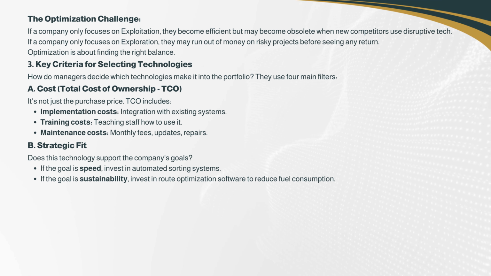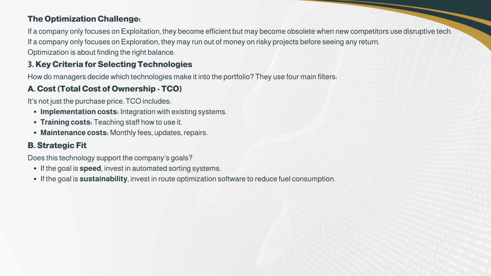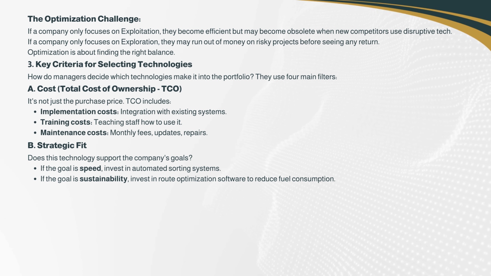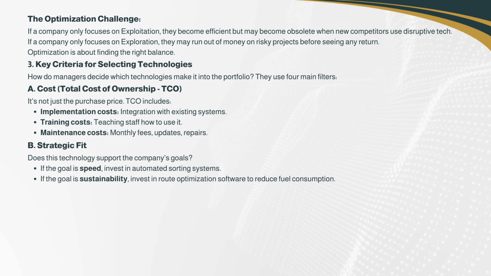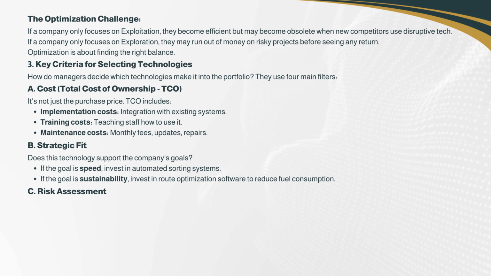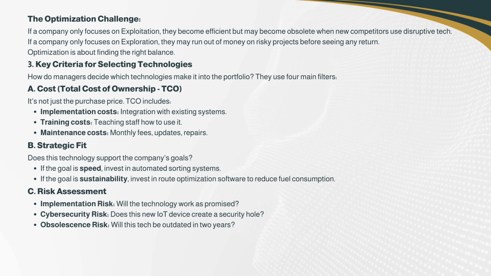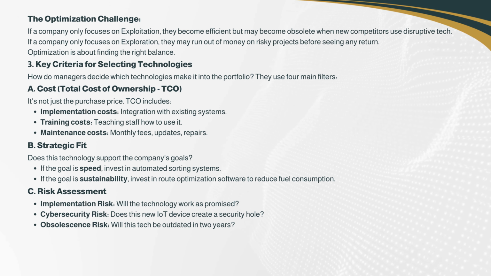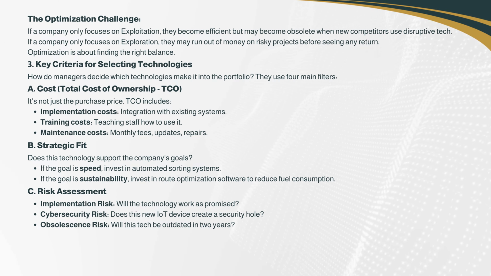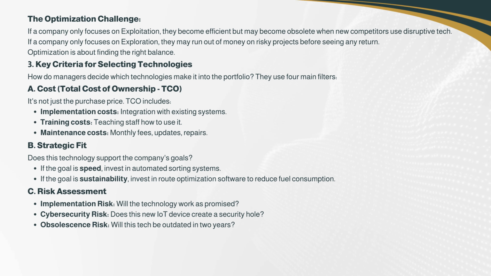B. Strategic fit. Does this technology support the company's goals? If the goal is speed, invest in automated sorting systems. If the goal is sustainability, invest in route optimization software to reduce fuel consumption. C. Risk assessment. Implementation risk: will the technology work as promised? Cybersecurity risk: does this new IoT device create a security hole? Obsolescence risk: will this tech be outdated in 2 years?